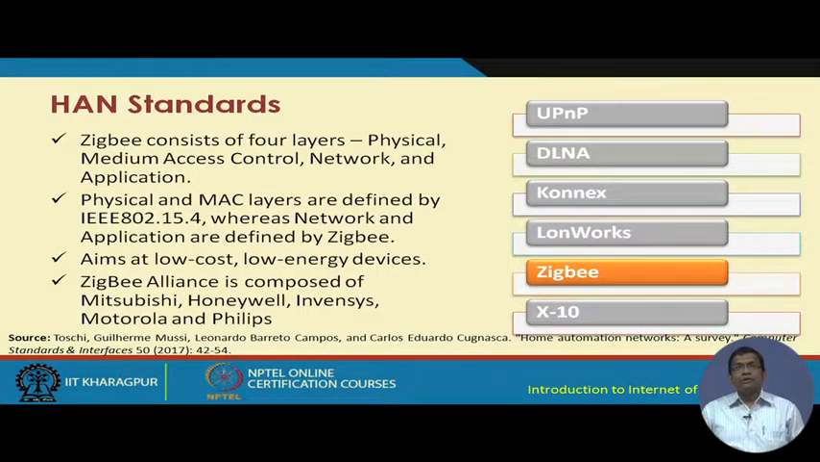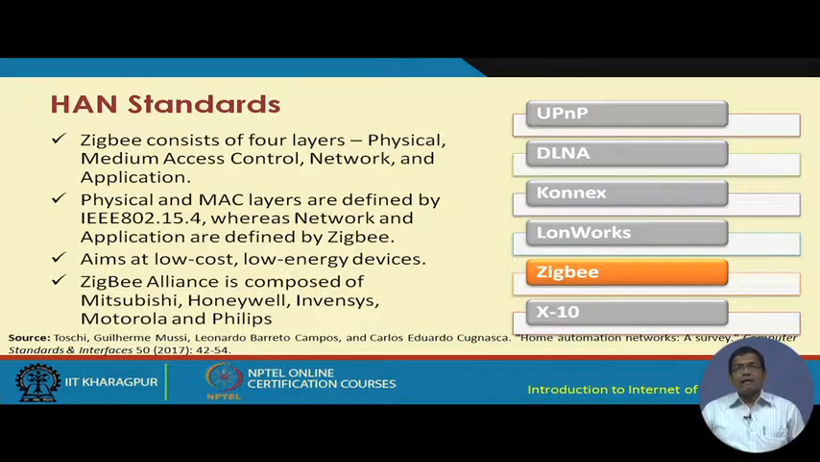Then we have ZigBee, which we have actually discussed in a lot of detail in module 1. So, I am not going to talk about it in too much detail here, but from a home area network perspective, ZigBee is very commonly used. It has different layers: the physical layer, the MAC layer, the network layer and the application layer, as you already know from module 1 of this course. Physical and MAC layers in ZigBee are defined with the help of the 802.15.4 IEEE standard, whereas the network and application layers are defined by ZigBee itself.